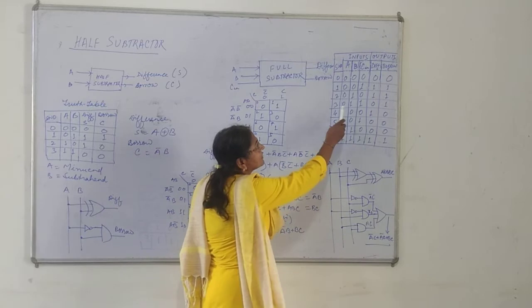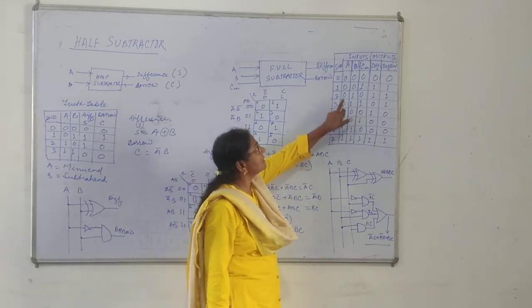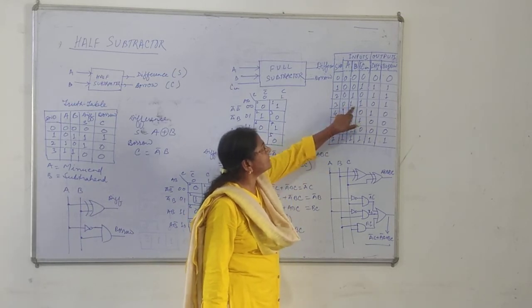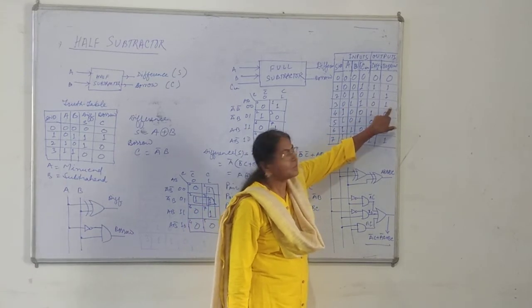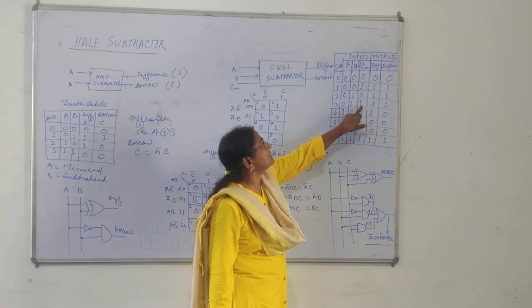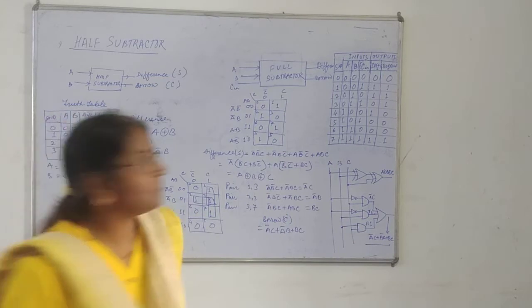In the same way, in the third row, for decimal value 3, the input variable is 0 1 1. 1 cannot be subtracted from 0, so we have taken here borrow. Borrow is set to 1. 1 0 minus 1 is equal to 1. 1 minus 1 is equal to 0. So the final difference is 0 and borrow is 1.